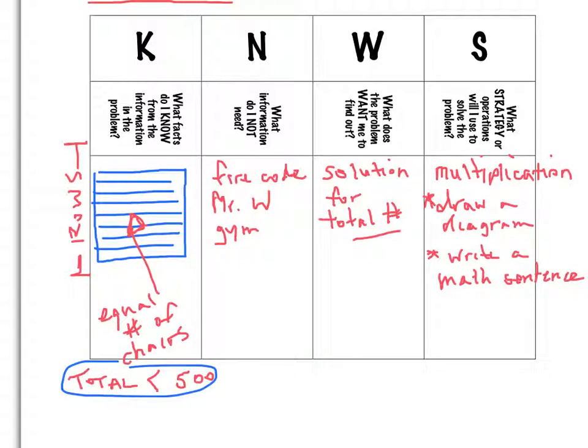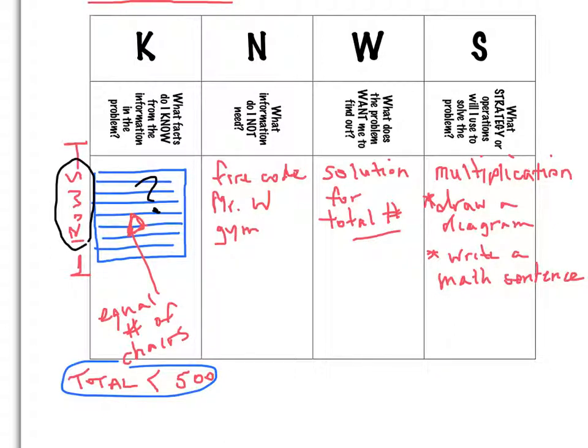I decided here that I was going to show what facts I know by just drawing a picture. I don't actually know how many rows there are, and I don't actually know how many chairs there are, correct? Yeah. All right, so what I did is I drew a picture. I've got some rows. I don't know how many, but I do know that there's an equal number of chairs, so that's the important information.